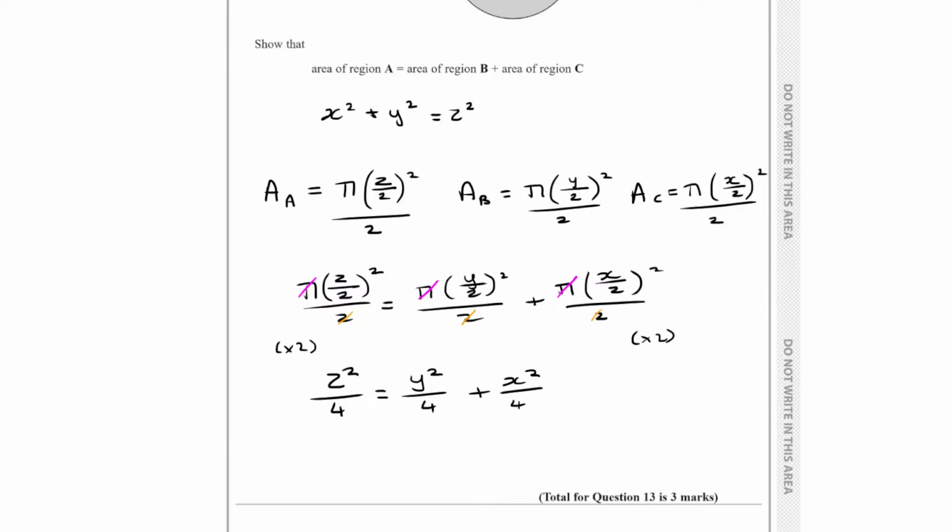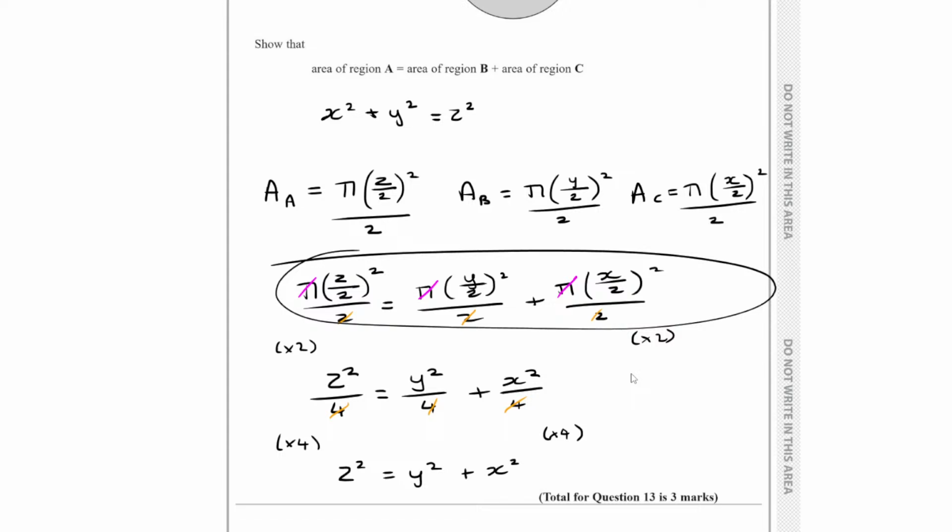And again, do you see how now they've all got 4 as a denominator? So then I thought, right, if you were to multiply by 4 across the whole equation, that would also cancel out the 4's. And then you see how you're left with z squared equals y squared plus x squared. I know it's in a different order, but it doesn't really matter. It's the same as the original Pythagoras, just written in a different order. So if this is true, because we know that is literally Pythagoras, then this version should also be true. That's just a rearranged version of Pythagoras.